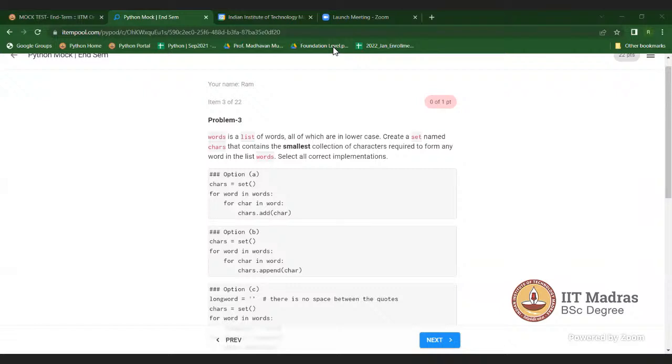Right? How do we do that? Let's say I will assume that initially my smallest collection is empty, nothing. After that, I come across my name itself, Ram. R character is not there, because initially it was completely empty, so I will add R. A was not there, so I will add A. M was not there, I will add M also.